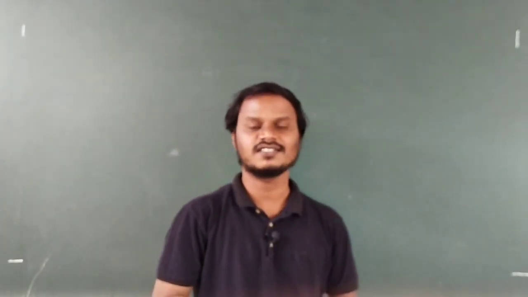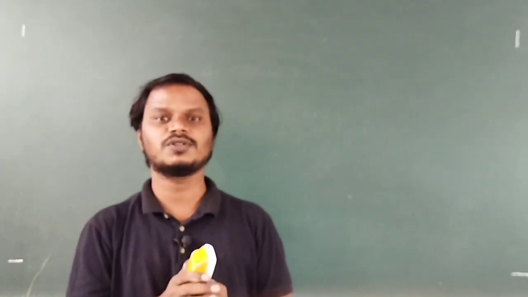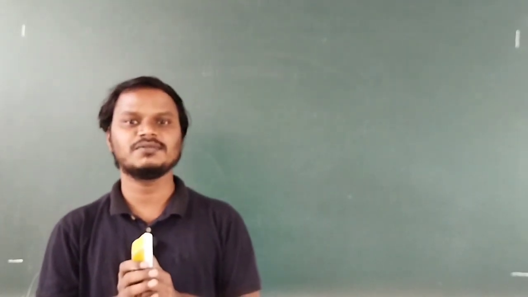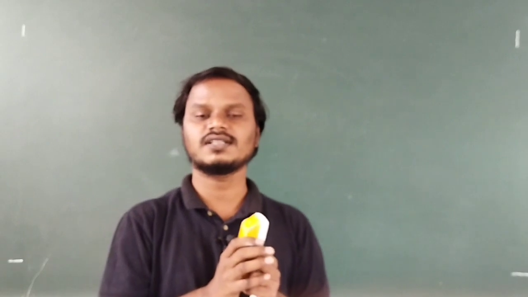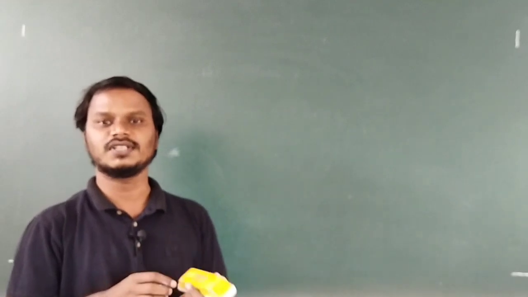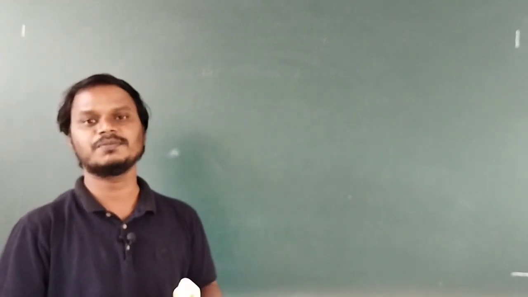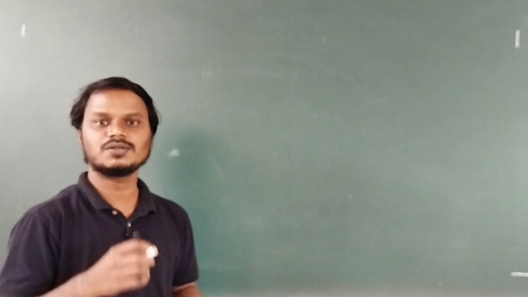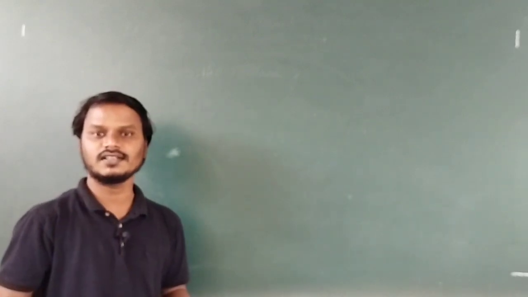Hello dear students, in the previous class we discussed the reflection of light by a plane mirror. So what is a plane mirror? It is a mirror whose reflecting surface is planar or flat. Next, the nature of the image formed by the plane mirror. What is the nature of the image formed by the plane mirror? That is virtual, erect and laterally inverted.